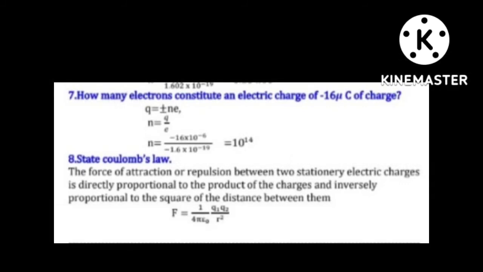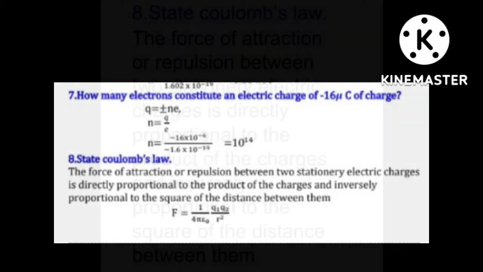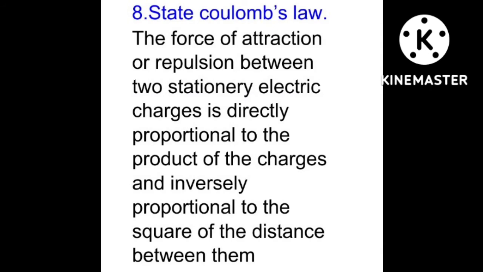The next question is, how many electrons constitute an electric charge of minus 16 microcoulomb? Here also we can use the equation of quantization of electric charge, that is Q is equal to plus or minus n e. Here we have to find n, that means n will be equal to Q by e. Here we have Q as minus 16 into 10 raised to minus 6 coulombs and e value is 1.6 into 10 raised to minus 19. Then we will get the answer. That means n is equal to Q by e, that will be equal to minus 16 into 10 raised to minus 6 divided by 1.6 into 10 raised to minus 19 coulomb.